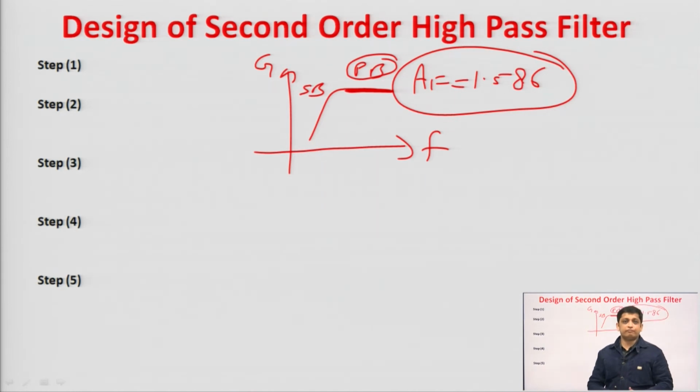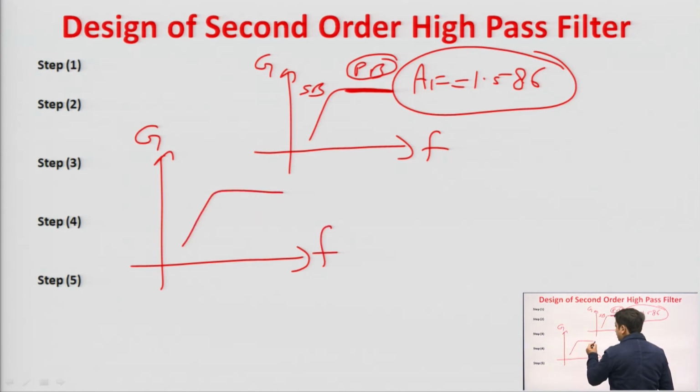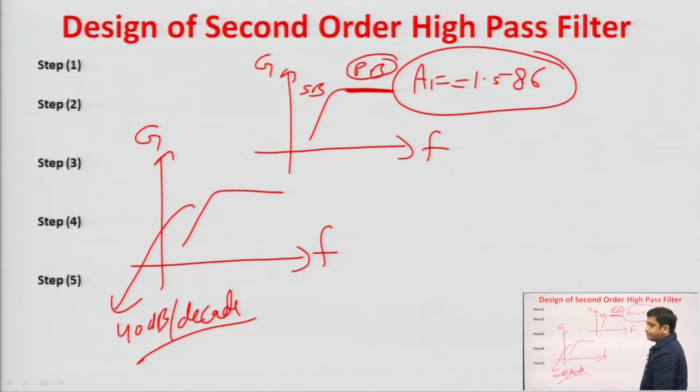So, in general, when nothing is given in the question, then by default we consider Butterworth response, and when we consider Butterworth filters, then we take AF equal to 1.586. When we draw the frequency response of this second order high pass filter, that is the gain versus frequency, then the graph is the same, just the rate at which the gain is reducing, that rate is 40 dB per decade, fine.